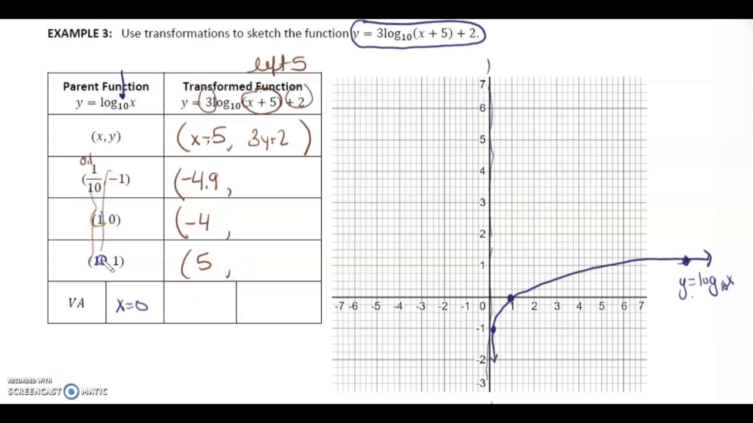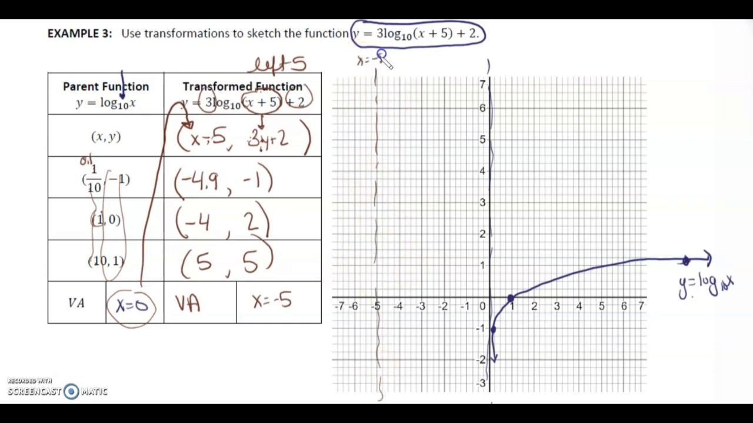Now let's put these three values into the 3y plus 2. 3 times negative 1 is negative 3, plus 2, I get negative 1. 3 times 0 is 0, plus 2, I get 2. 3 times 1 is 3, plus 2, I get 5. And the vertical asymptote is an x equals 0, therefore sub it into the x value. Our new vertical asymptote is negative 5, which is going to occur here. This was x equals 0. So negative 4.9 and negative 1, negative 4 and 2, that's a big stretch, and 5 and 5. So y equals 3 log base 10 x plus 5, plus 2.